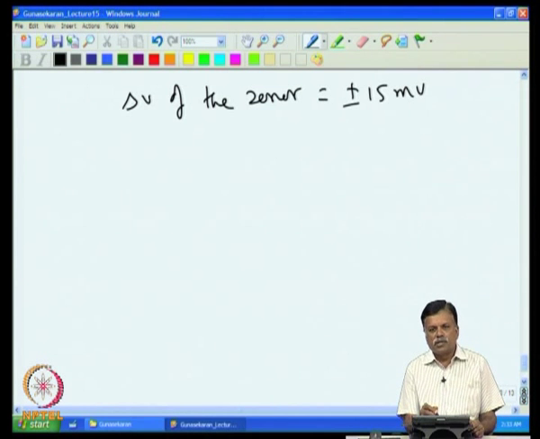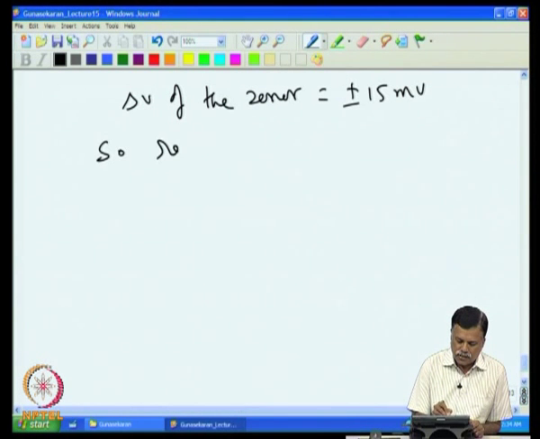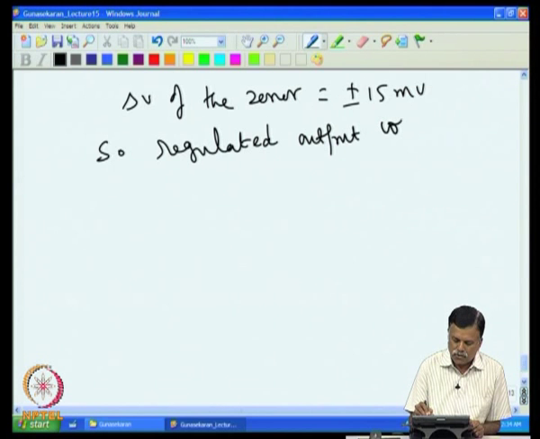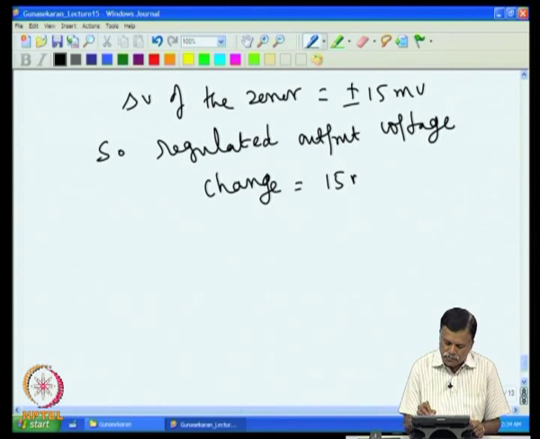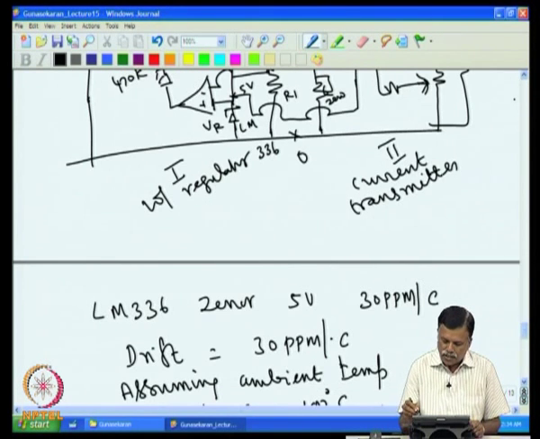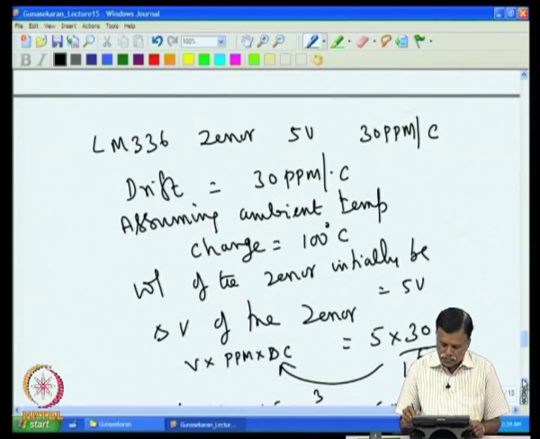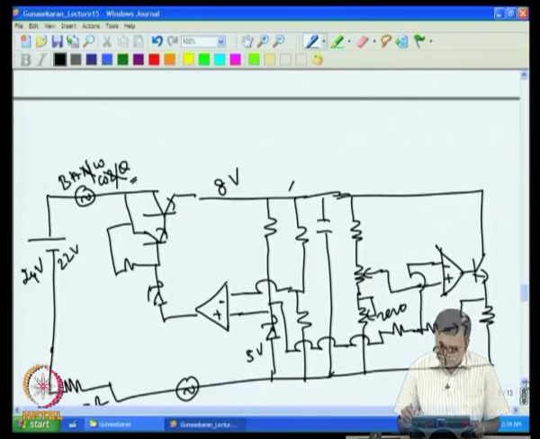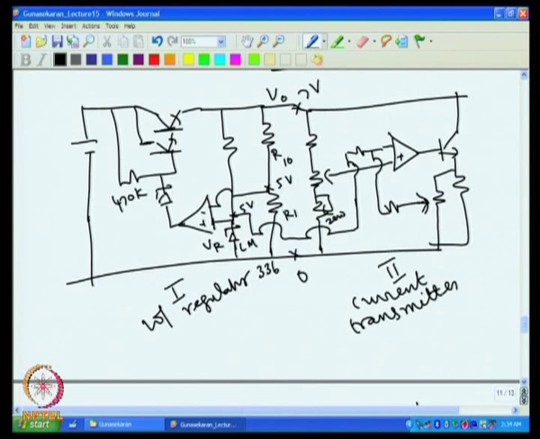If Zener voltage changes by 15 millivolt, what is the output voltage change at the regulator output? So, the regulated output voltage change is equal to 15 millivolt into 50 millivolt divided by the resistance that we had used here. Let me go back to the circuit, I think today's circuit is somewhere here. Okay, this is R1 and this is R10.